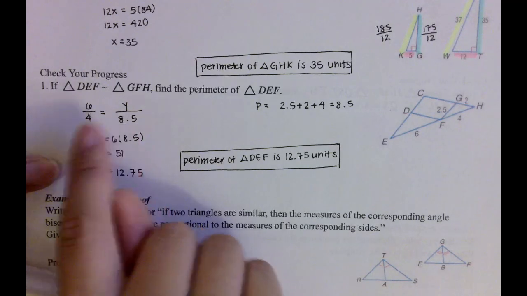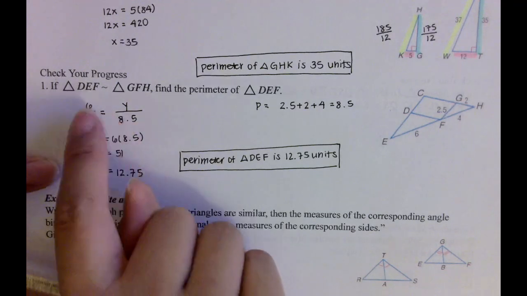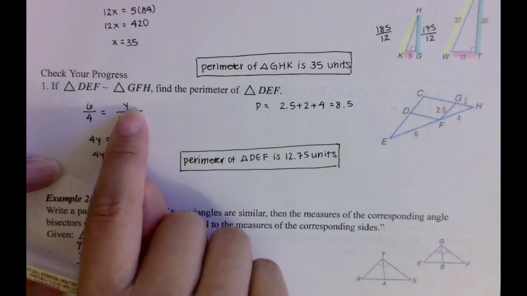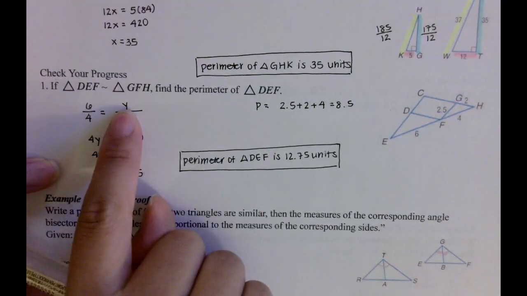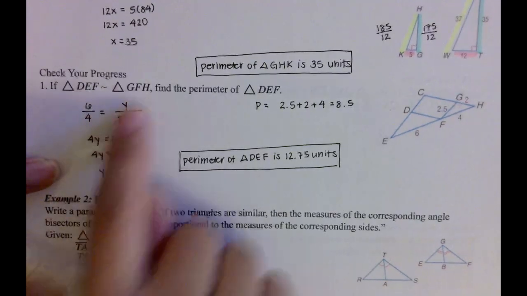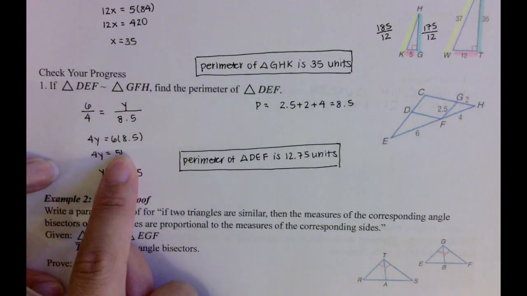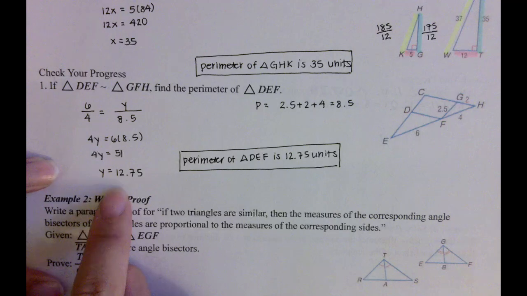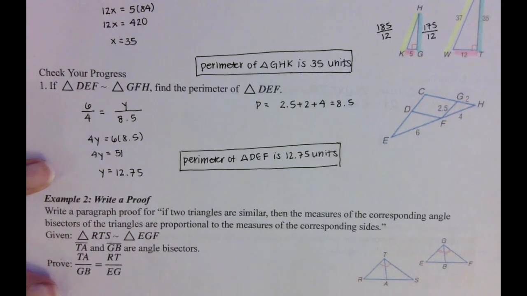Note how this is triangle GFH stuff on the bottom, triangle DEF stuff on top, because I need to match. So then Y would be the perimeter of DEF. Then I cross multiply for Y. 6 times 8.5 is 51. Divide by 4 on both sides. That gives me 12.75.